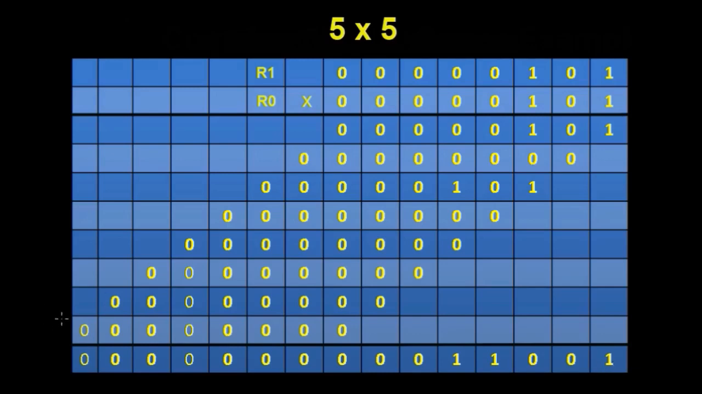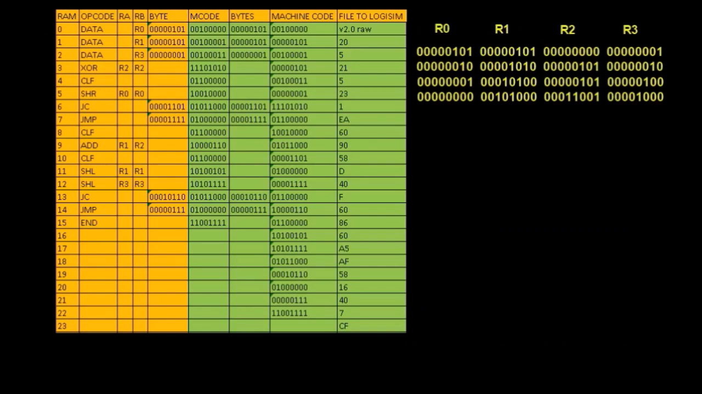So let's work through the actual code. Here's the code. The first line loads the value 5 into register R0. The second line loads the value 5 into register R1. And the third line adds the value 1 into register R3. We're going to use register R3 as a little counter, because it's going to be working through a loop, and it'll work through 8 times.